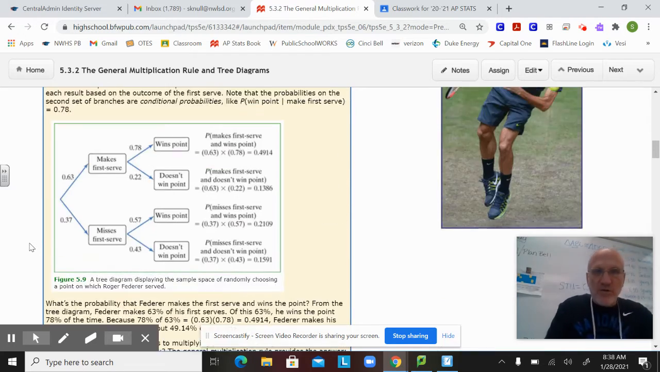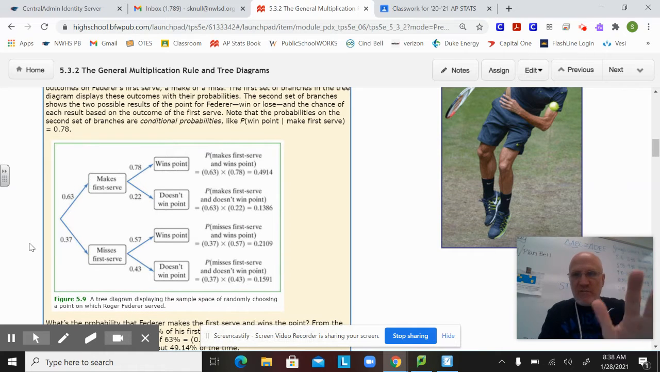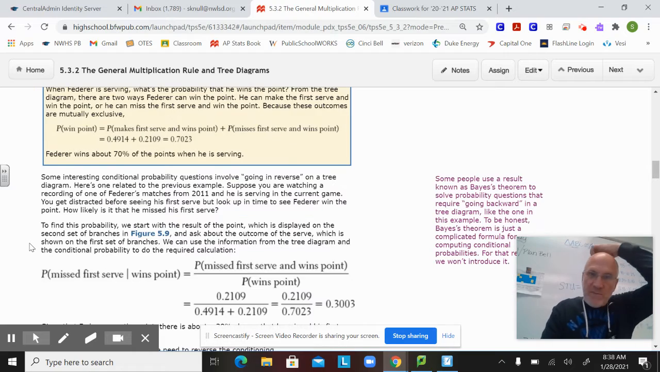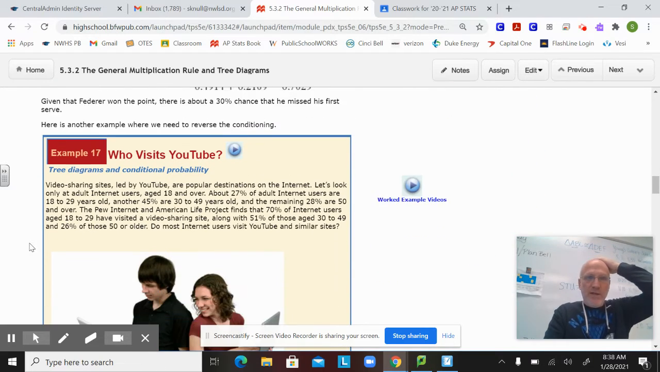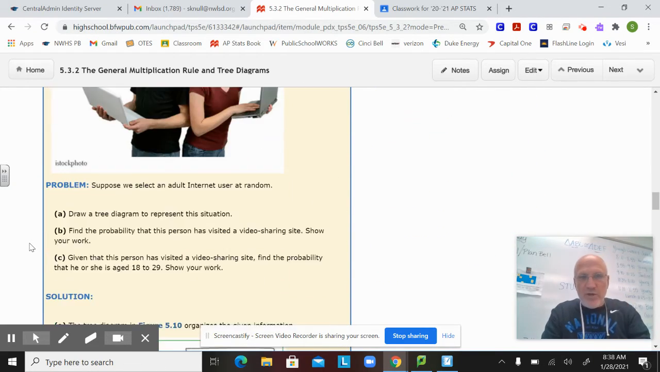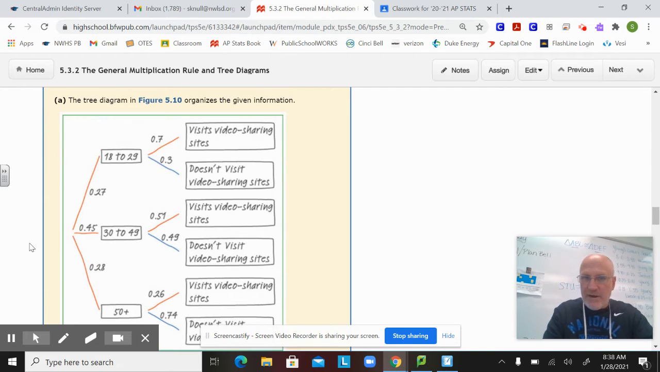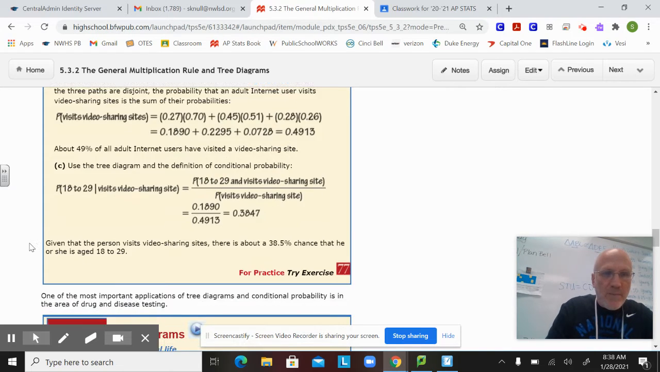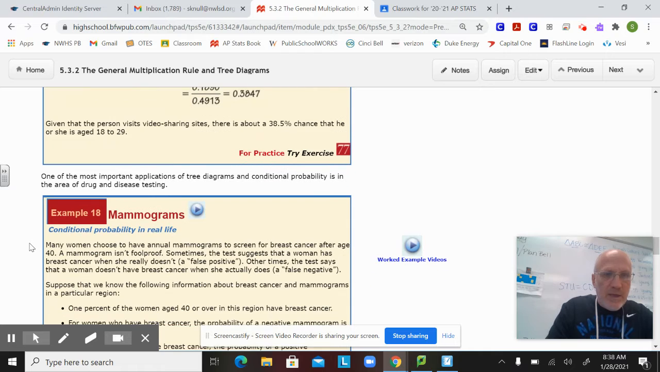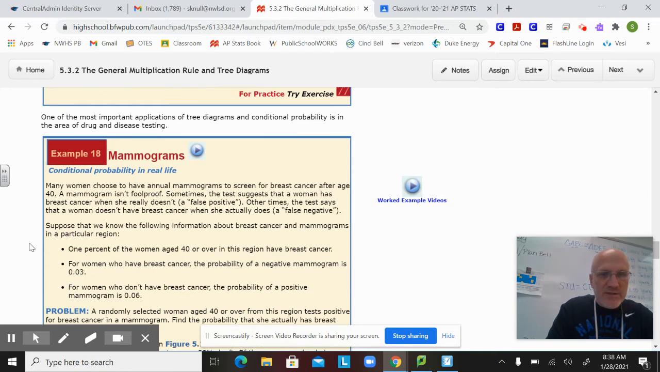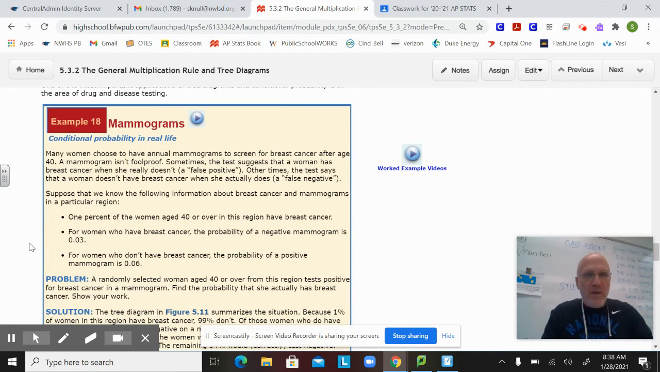Okay, so let's talk about mammograms. The first one was about Roger Federer and serve percentages. Again, I like it a lot, but there's 3 of the same thing. They don't all need to be in the video. The second one talks about visiting YouTube. And again, we've got a tree diagram here. We're going to talk about mammograms. I'll kind of go back and forth. Again, I'm going to talk through this one. Then we're going to do an example from start to finish together.